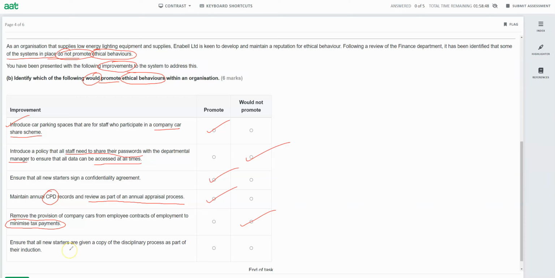Ensure that all staff are given a copy of the disciplinary process as part of their induction. So this definitely promotes it, because everyone will know what to do. When you join a company, you will know the disciplinary process, the steps and the policy of the company, so you will be aware of how the disciplinary process works if you do something wrong, and what sort of disciplinary action can be taken by the company. So it should be told at the beginning, not after something happens. So that's it.